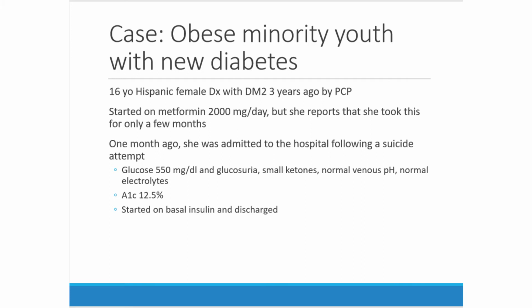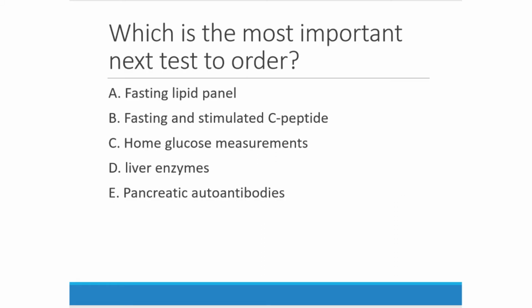One month ago, she was admitted to the hospital following a suicide attempt. So again, there are all the mental health issues that come along with this, and we have to take these poor kids seriously. They have a tough time with this. Her glucose was 550. She had some glucosuria, ketones, normal electrolytes. Her A1C was 12.5, so she's not doing very well. She was started on basal insulin and discharged. Now, what I want to ask you is, what's the most important next test to order? Lipids, fasting and stimulated C-peptide, home glucose measurements, liver enzymes, or pancreatic autoantibodies?